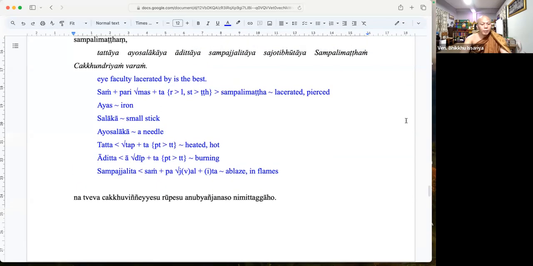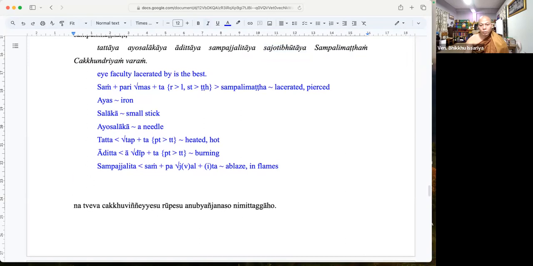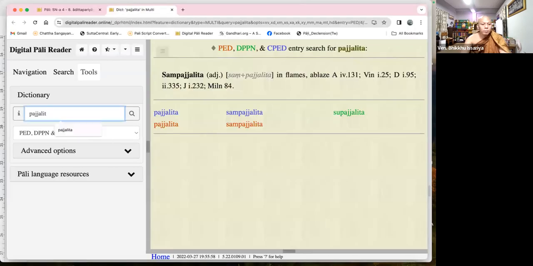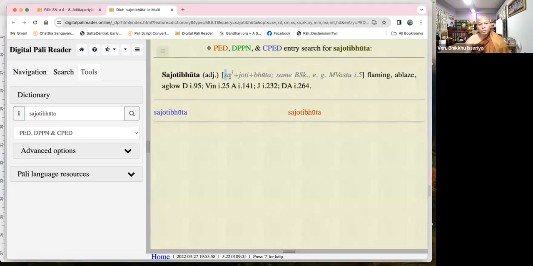And now the last one, Sajodi Buddhaya. Okay, Sajodi Buddhaya. That Sajodi Buddha is not a past participle. That is a compound word, Sajodi Buddha. So Sa is Saha. So Jodi Buddha, maybe Jodi and Buddha. Flaming, also ablaze.